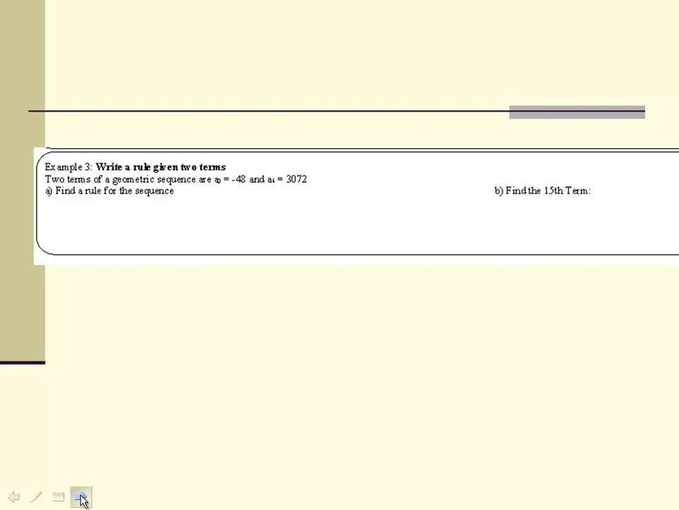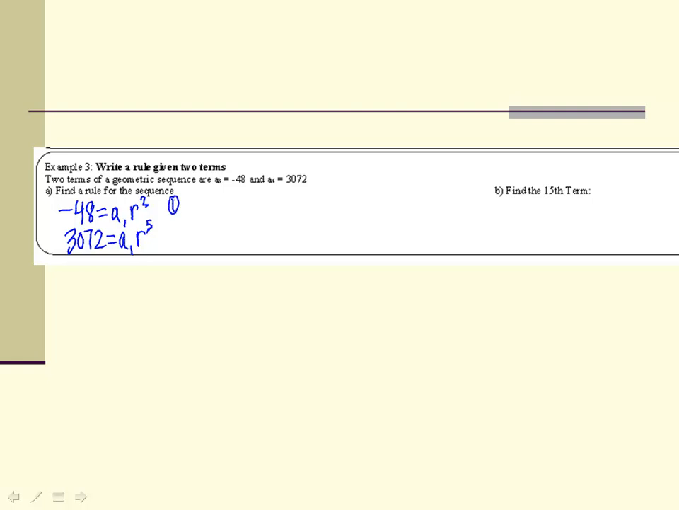First of all, we're going to write the rules that we can. So negative 48 equals, I don't know a sub 1, so I'm going to keep that, times r to the n minus 1. Well, n in this case is 3, so 3 minus 1 is 2. My other one will be 3,072 equals a sub 1, we don't know again, times r to the, and n in this case is 6, so 6 minus 1 is 5. So we now have two equations with two unknowns. This is a system that we need to solve.